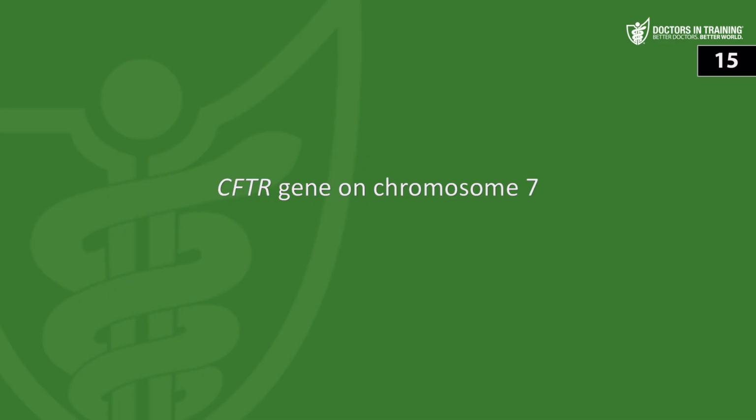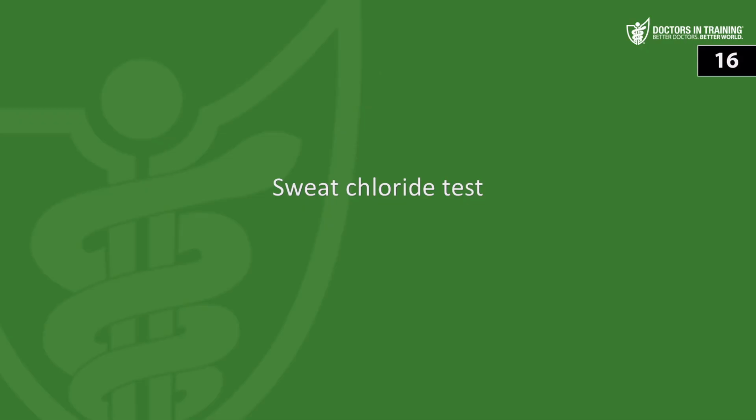First question, what gene is defective in cystic fibrosis? Remember, in cystic fibrosis, it's that CFTR gene, and where is it? It's on chromosome 7. Next, what is the traditional test used to diagnose cystic fibrosis? Remember, it's that sweat chloride test. When the concentration of the chloride ion exceeds 60 milliequivalents per liter, this is diagnostic for cystic fibrosis.